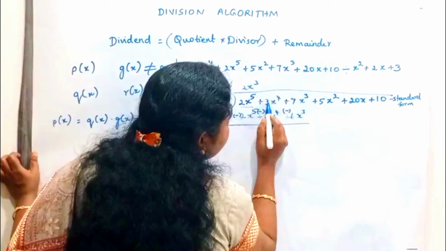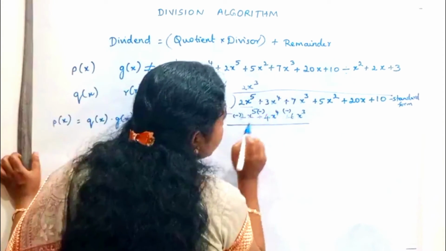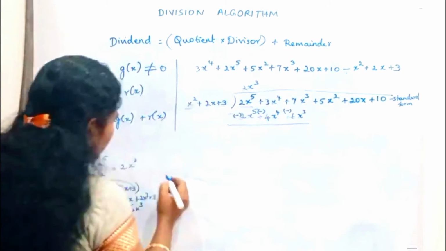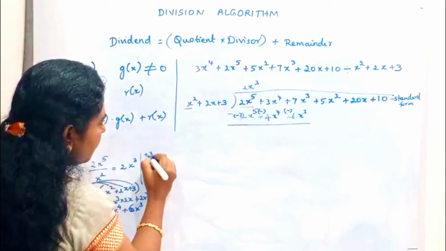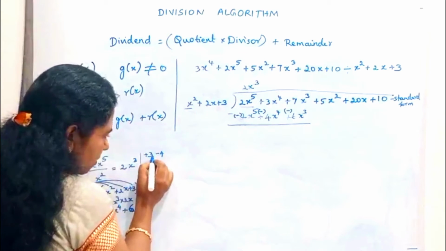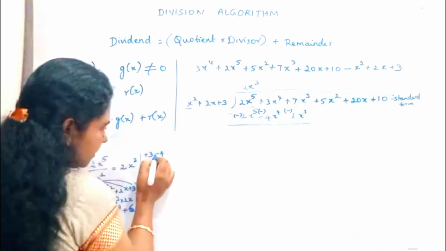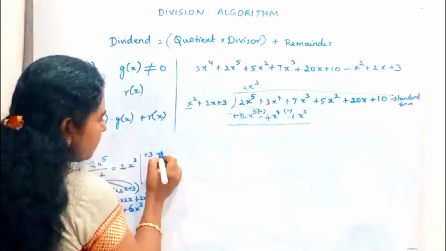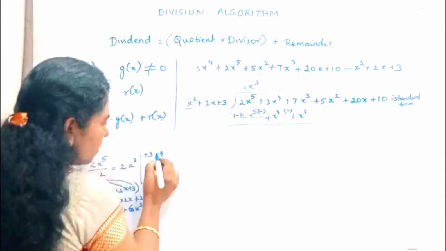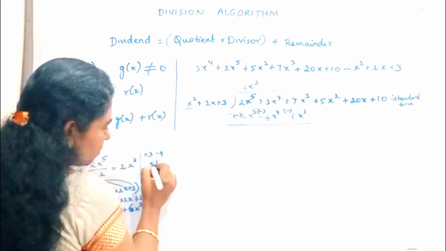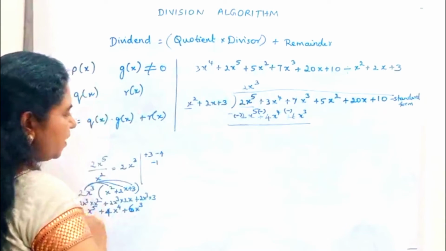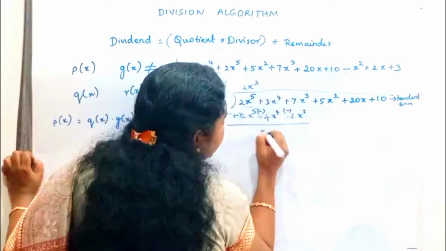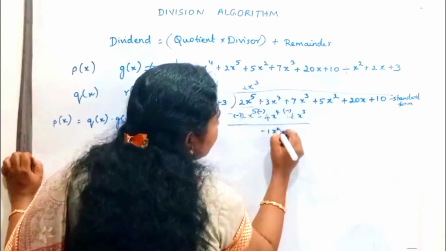Okay, now the next it is 3x power 4 minus 4x power 4. So plus 3 minus 4. Both are of different signs, so we have to subtract. 4 minus 3 becomes 1. And the greater number is 4, so its sign is negative. That minus should be put in front of the answer. So it becomes minus 1, so here it is minus 1 x power 4.